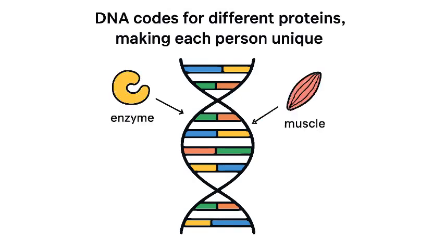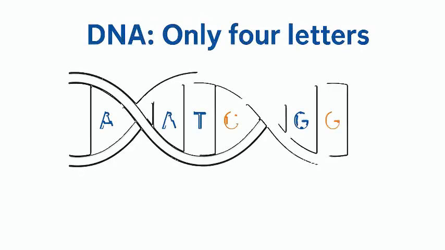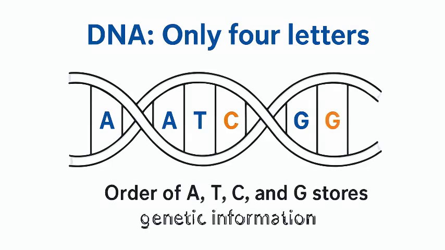So, DNA is a twisted ladder made of sugar phosphate sides and base pair rungs, using only 4 letters, paired A with T and C with G. The sequence of these letters stores your genetic information.